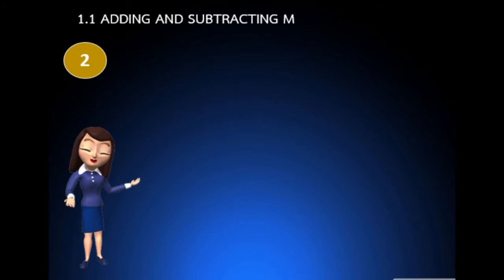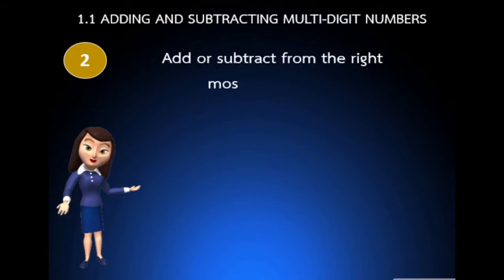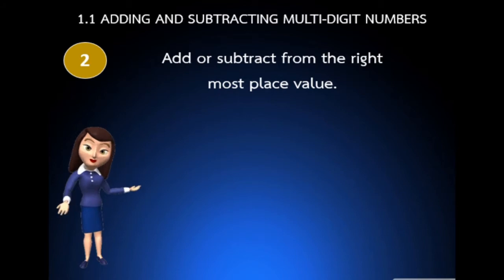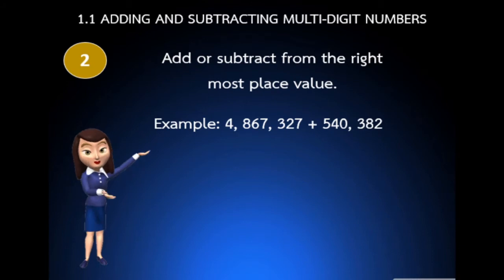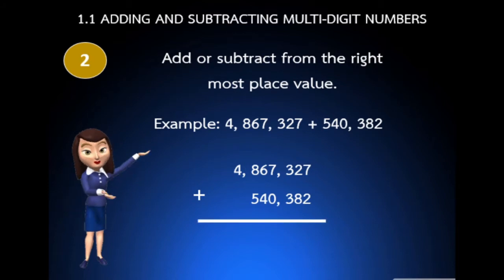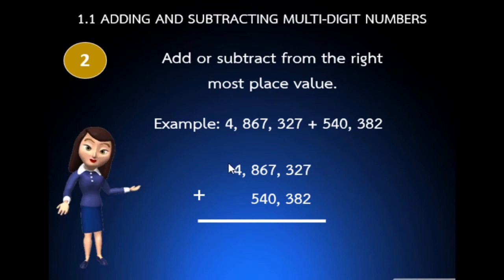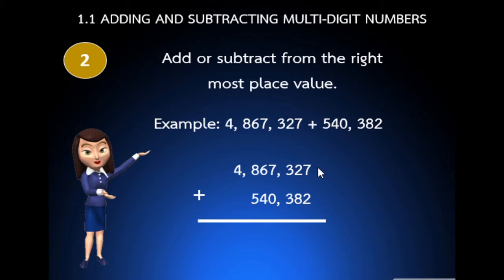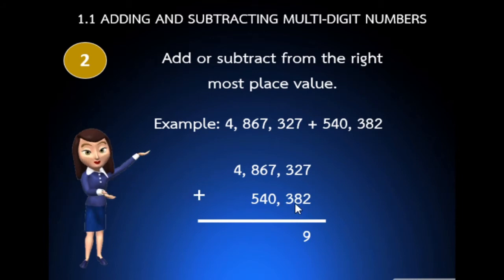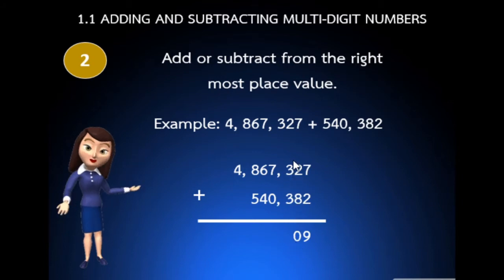Step 2 in adding and subtracting multi-digit numbers is to add or subtract from the rightmost place value. When we add or subtract, we add from the right, not from the left. Let's use the same example. Considering they are all aligned already, we should start from the rightmost place value, okay? That means we start from 7. So it's now 7 plus 2, we get 9. 2 plus 8, we get 10. But 10 is a 2-digit number, so we bring down 0 and we carry 1.